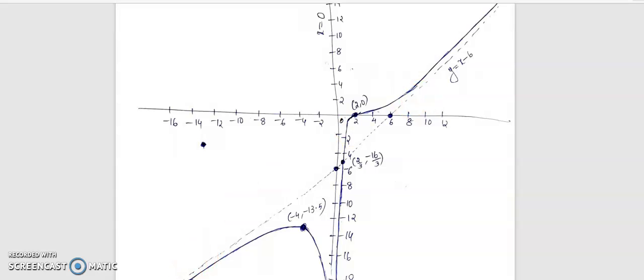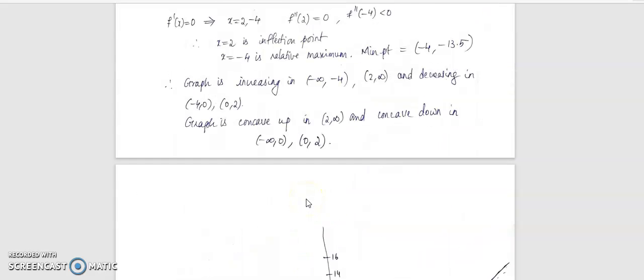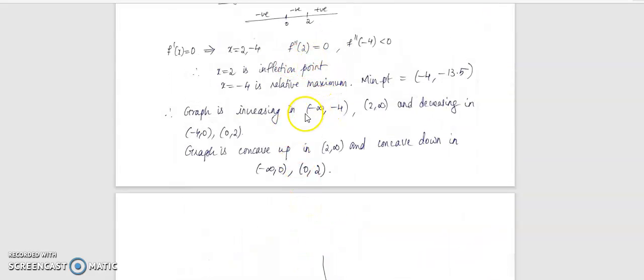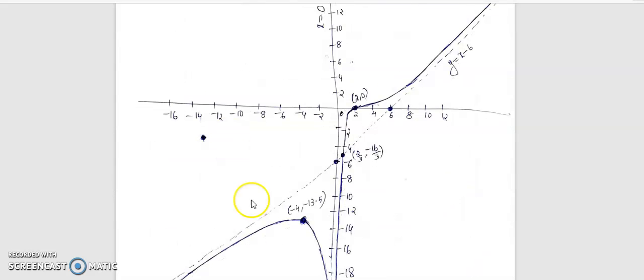ഇനി function വരയ്ക്കുക. Function will be negative in minus infinity to minus 4 and it will be increasing and it will be concave down. So this is the graph. And ഇവിടെ എത്തുമ്പോൾ പീക്ക് ആവും. പീക്ക് ആയി കഴിഞ്ഞിട്ട് ഫംഗ്ഷൻ അഗെയിൻ ഡിക്രീസിങ് ആയിരിക്കും. സോ ഇറ്റ് വിൽ ബി ഡിക്രീസിങ് ഇൻ minus 4 to 0. Again 0 to 2 increasing ആയിരിക്കും. ഇനി ഇൻക്രീസിങ് ആയി ഈ പോയിന്റിൽ കൂടി പാസ് ചെയ്യും.